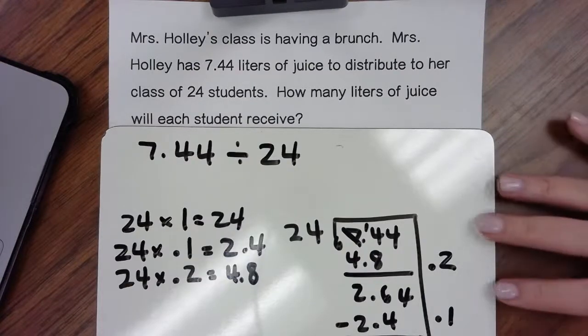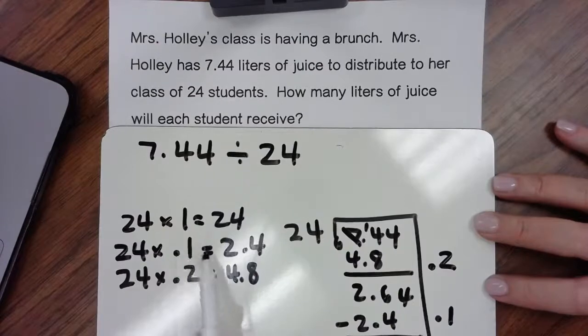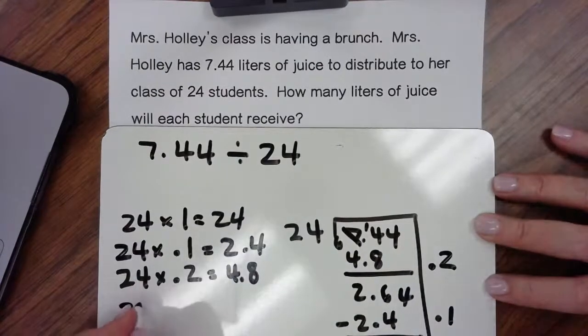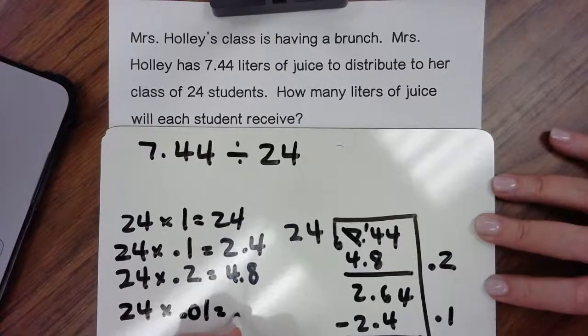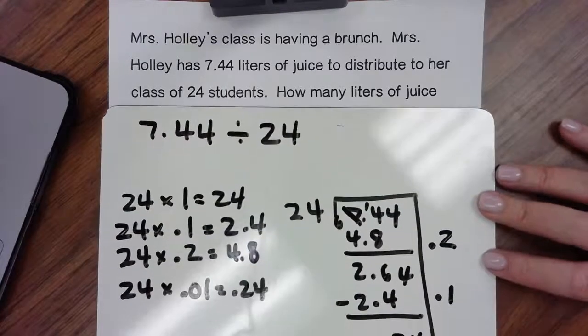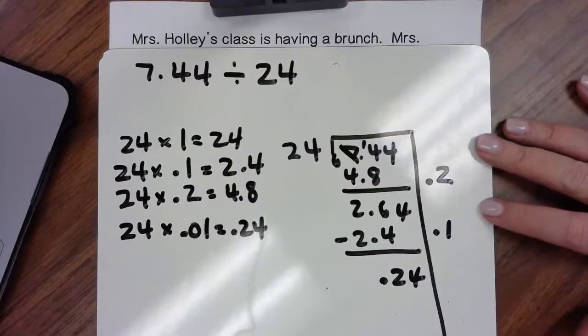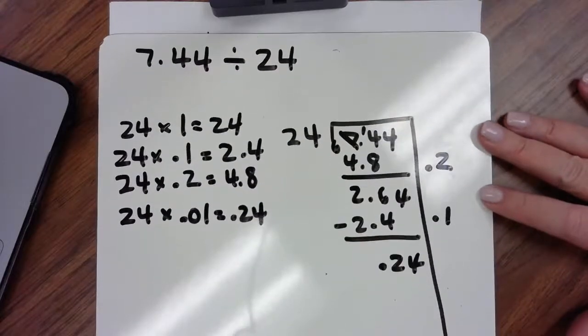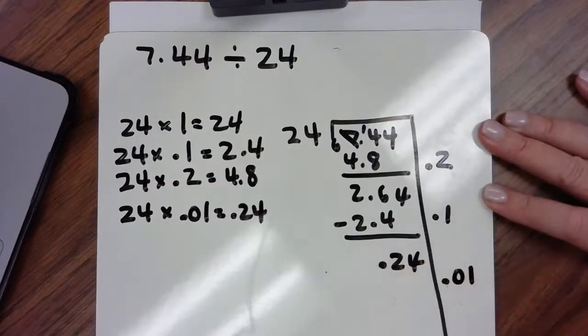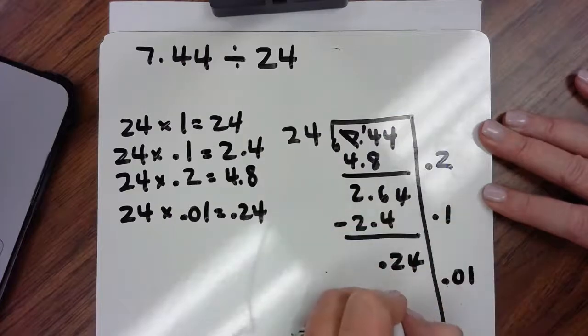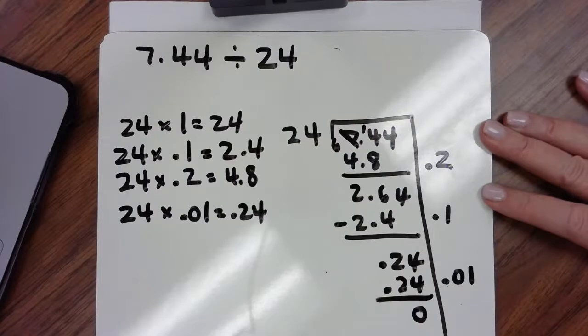Okay, so I'm going to go back to my list and I'm going to continue with that using powers of 10. And so 24 groups of 1/100 is going to be 24/100. Oh, I didn't realize we couldn't see. Okay, 24/100. And that's exactly what I need here. So I need to pull out 24 groups of 1/100. So that will be 24/100. And now I've used my entire dividend.